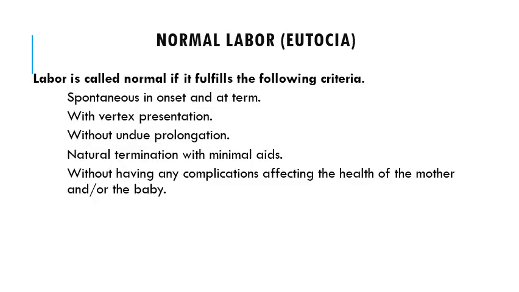What is normal labor? Labor is said to be normal if it fulfills the following criteria. It should be spontaneous in onset and should occur at term pregnancy, with vertex presentation, without undue prolongation, natural termination with minimal aids, without causing any complications to the mother or the baby.